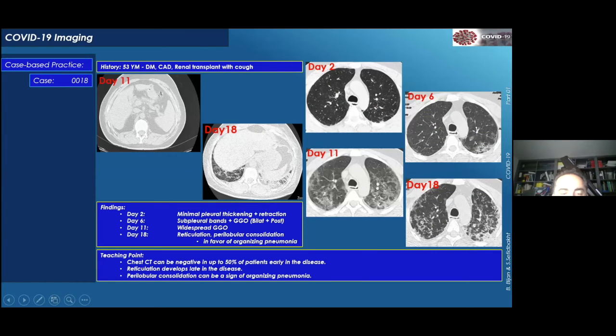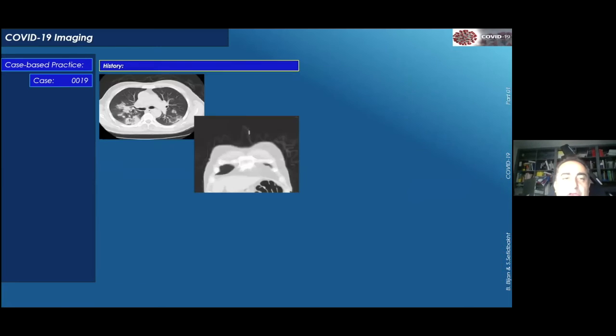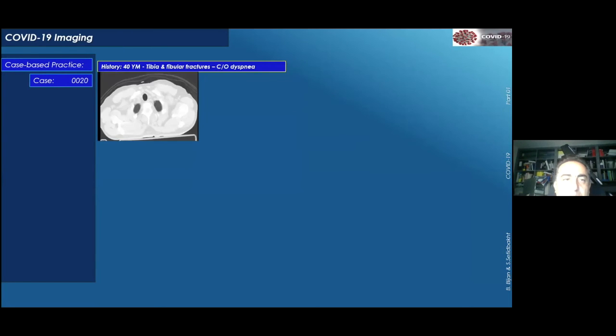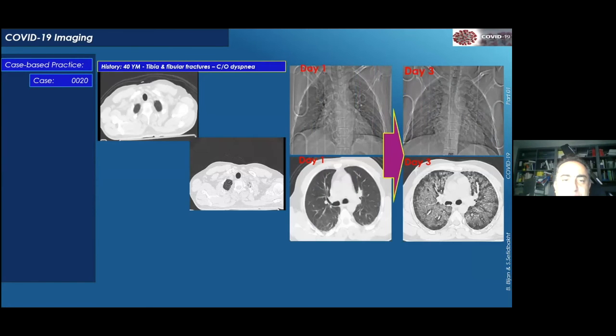Okay, chest CT can be negative in 50% of the cases in the early phase. Keep that in mind. So doing screening CT on patients is not something that we recommend unless you're looking at a patient with high mortality or morbidity, like the elderly. I'm going to show you this case.